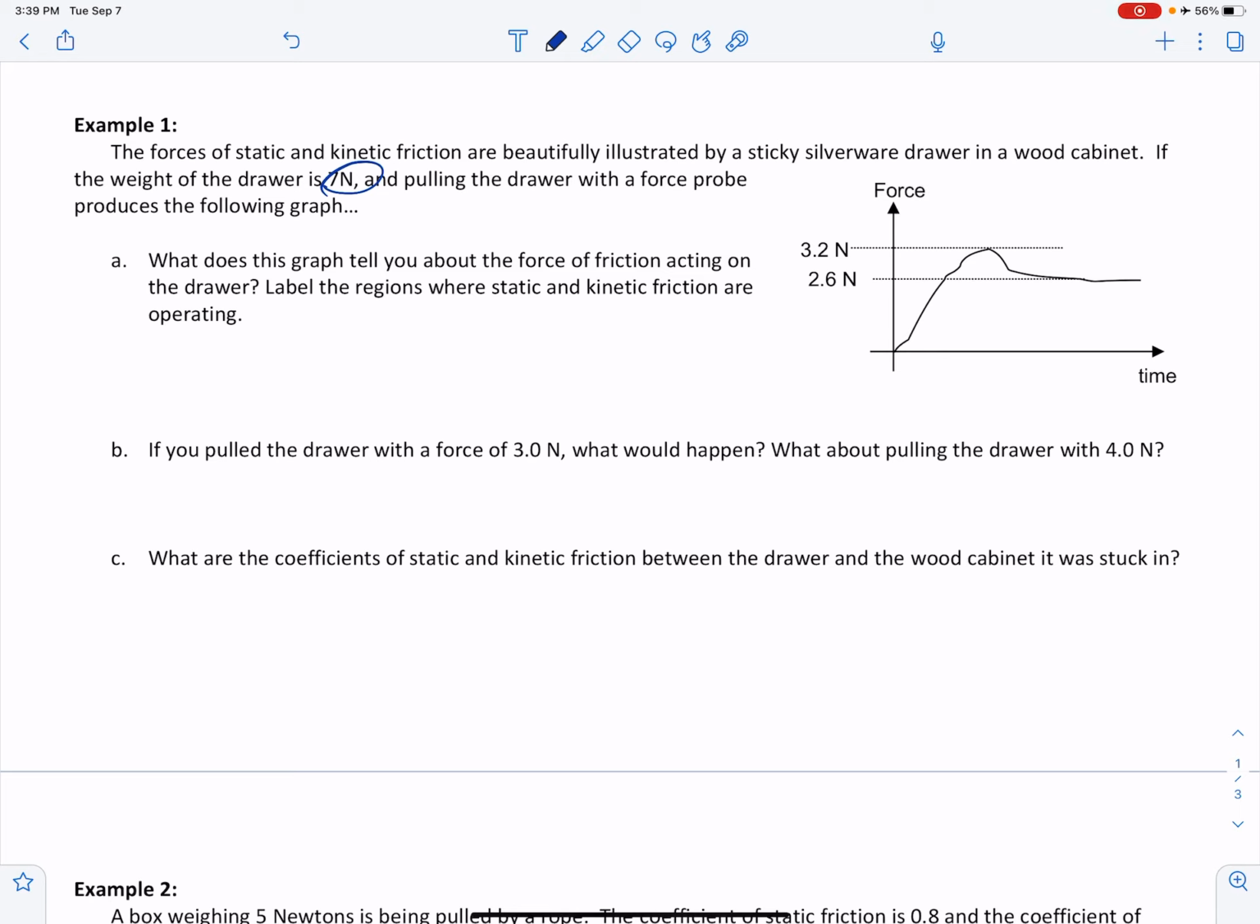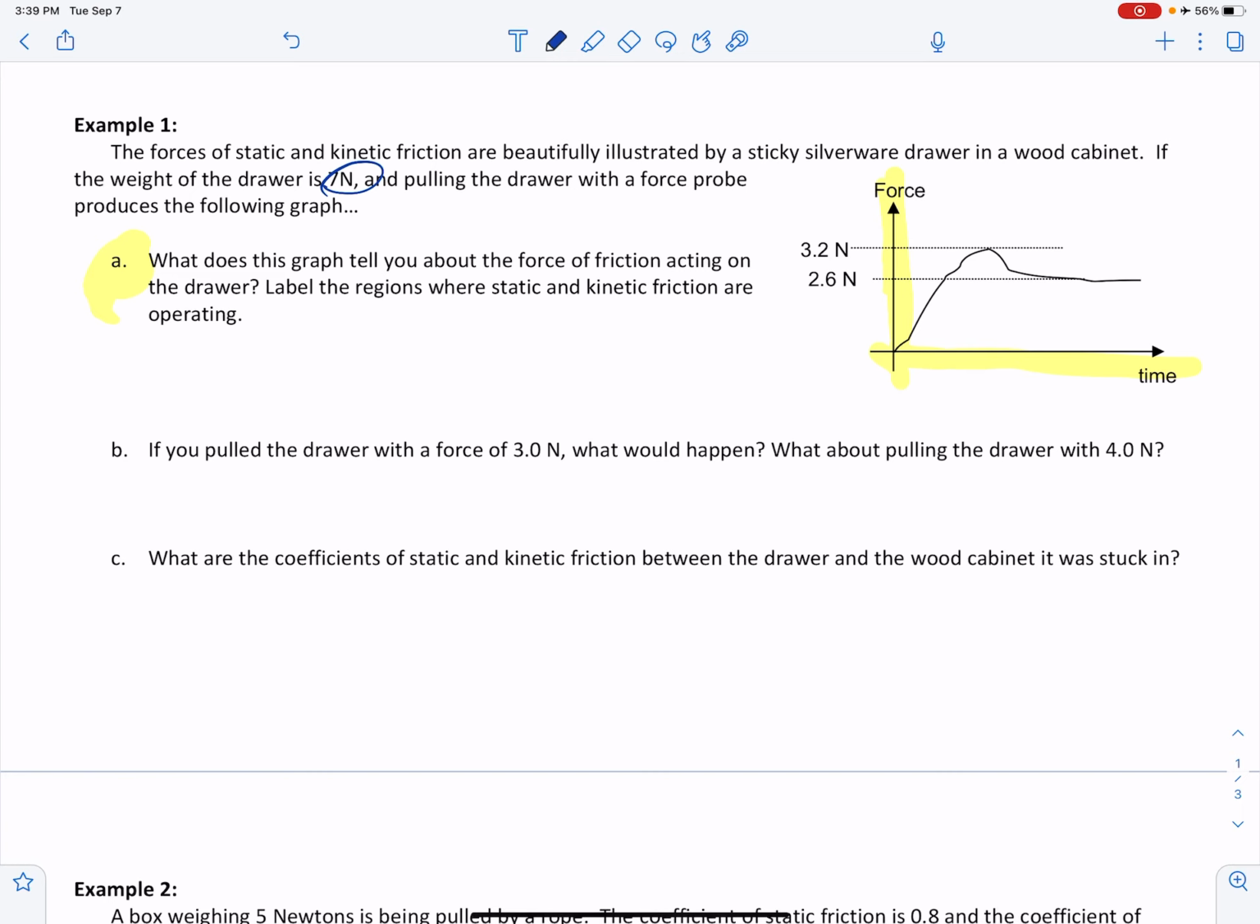Okay, so you've got to imagine first that you've got the sticky silverware drawer that you're able to pull with a force probe or a spring scale or something like that, and you get this force versus time graph. Okay, so question A, what does this graph tell you about the force of friction acting on the drawer? Label the regions where static and kinetic friction are operating.